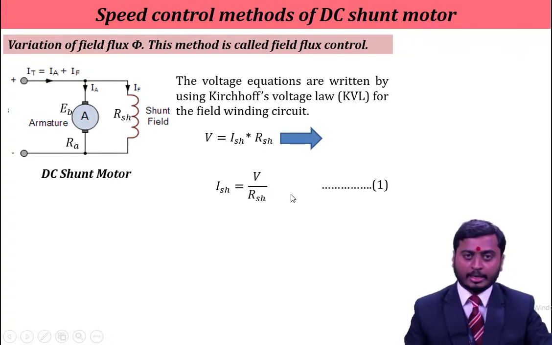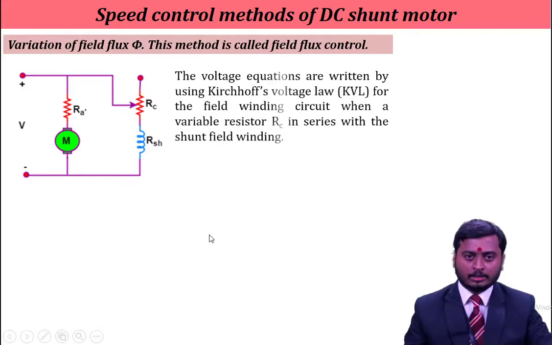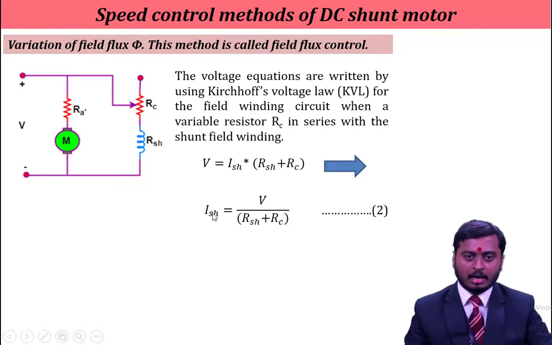This is the normal case whenever we have not connected any variable resistor in series with the shunt field winding. But let's take a second example. Suppose we have connected this RC variable resistor in series with this RSH, then what is the equation of voltage for this field winding? V equal to ISH into RSH plus RC. So therefore from that I can write, ISH equal to V upon RSH plus RC. This is your equation number 2.